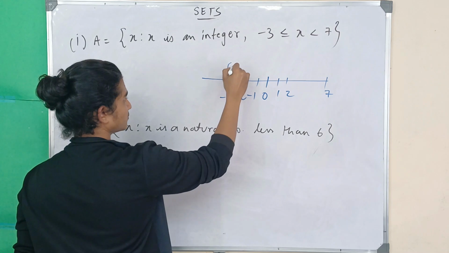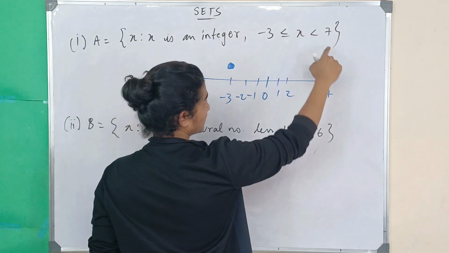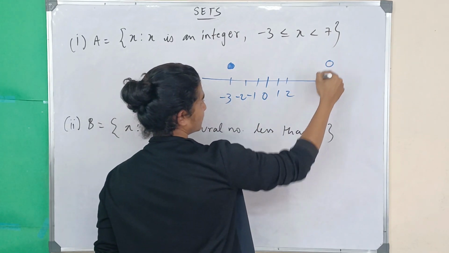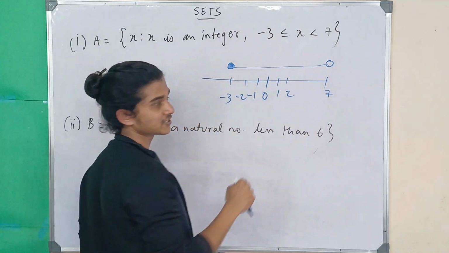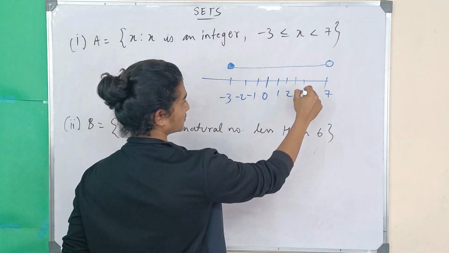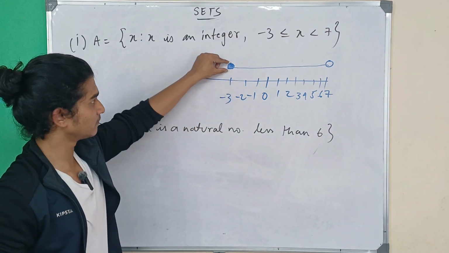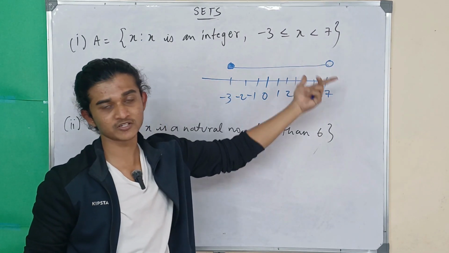So I'm going to write a circle and shade that. And next is 7, and 7 is not included, so there is no equal to sign here, so I should exclude 7. Then put a number line here and include all the elements which are there in the number line. There are numbers here, 4, 5, 6. So just include the shaded boundary, but don't include the non-shaded boundary.